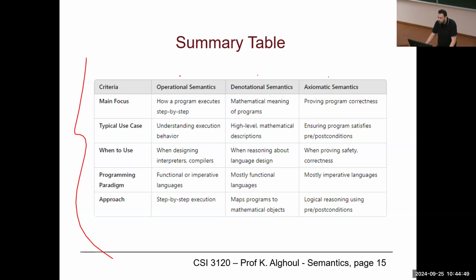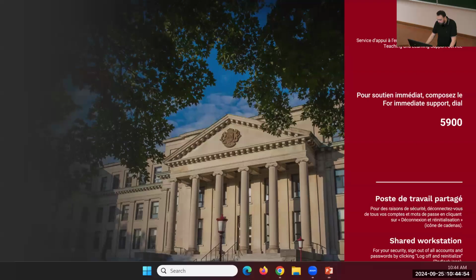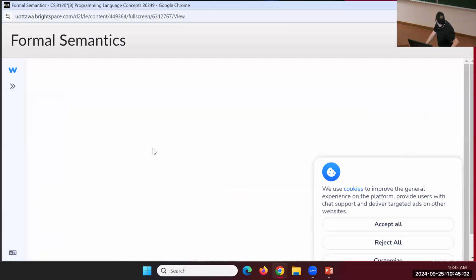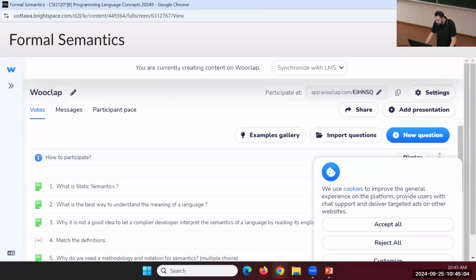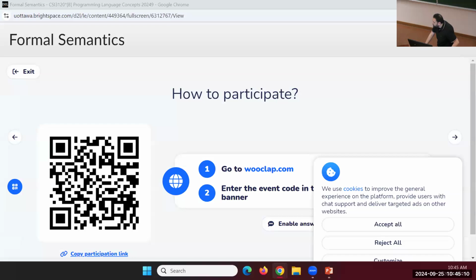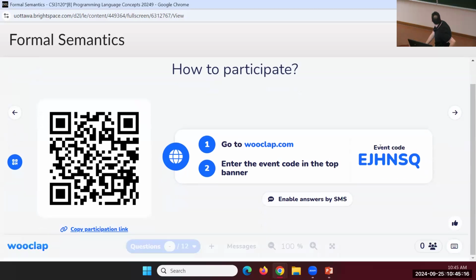So let's turn. Settings, that's fine. And then display. Okay, so let's do this.